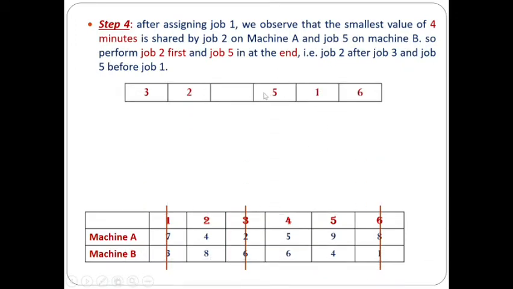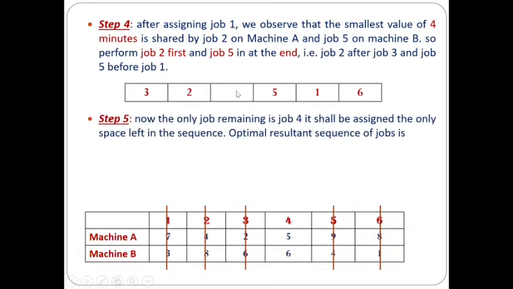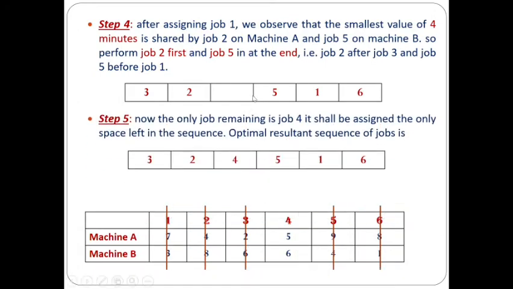2, 5, and the remaining one can be scheduled here. Then we have to cross it out. Then the remaining is scheduled in the available position, like this, right? Now this is our optimum sequence, 3, 2, 4, 5, 1, 6.